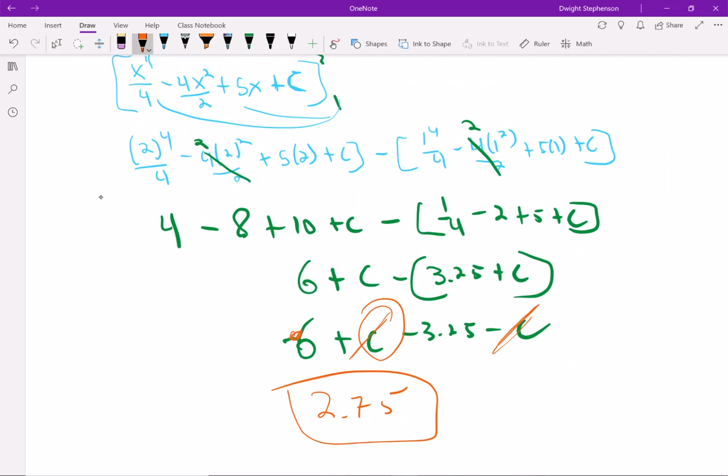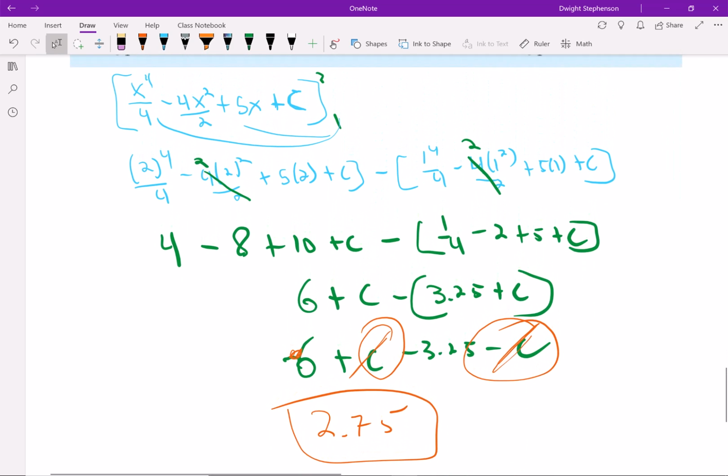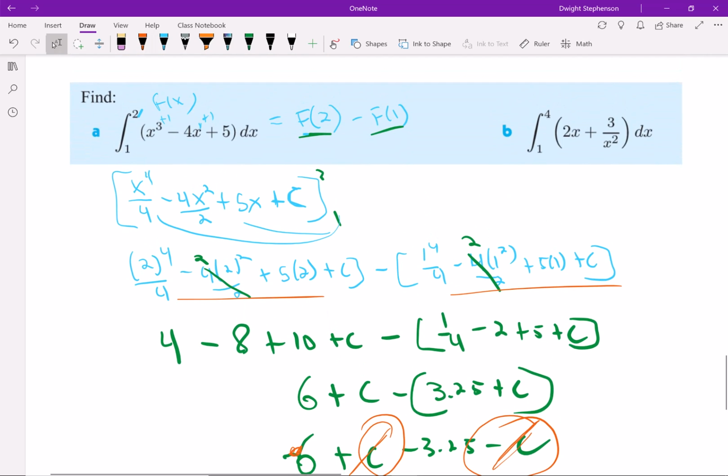And this thing that happened with c will always happen with definite integrals because you're always doing this one minus this one, and those c's will always cancel. So typically when we're doing definite integrals that have these numbers on them, we don't need to deal with the c. We don't need to even write it down.